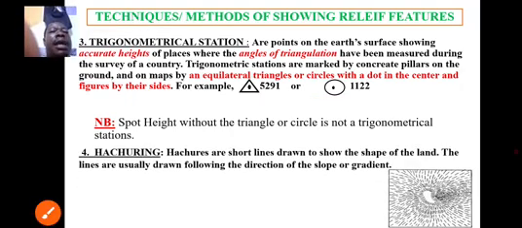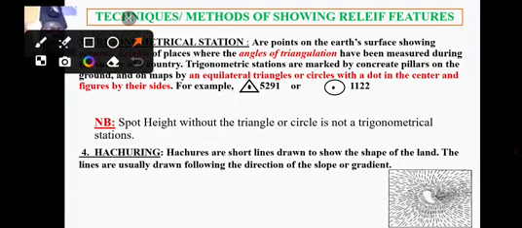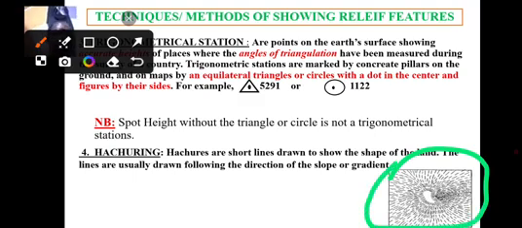Then another one we have is hatching. As you see in the diagram here, it represents hatching, that is, lines drawn to show the shape of the land. The lines are usually drawn following the direction of the slope or gradient. This is what we are talking about here. That is the hatching.